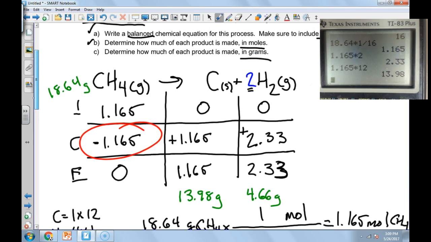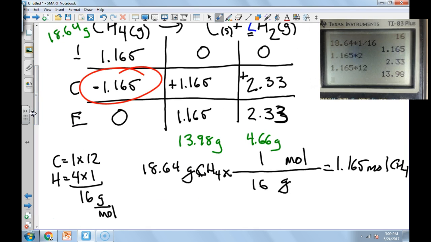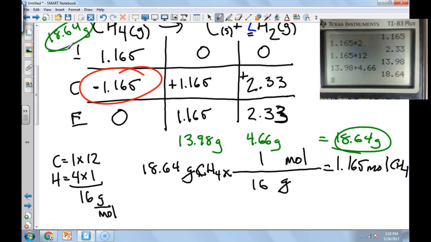And now we're going to check our answer, because the law of conservation of matter says whatever we start with in mass is going to equal whatever we end with in mass. And so I'm going to go 13.98 plus 4.66, and we get 18.64 grams, and that's how much we end with, which is equal to what we started with, so that checks. So that is how we do that.